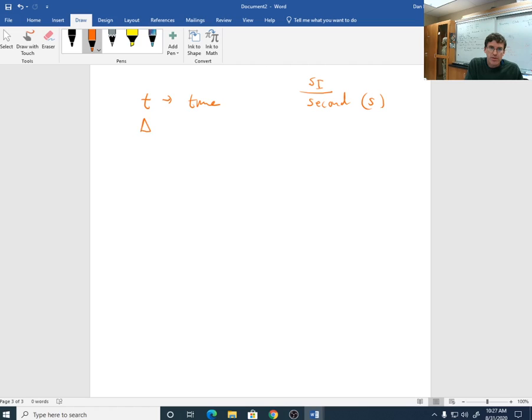So delta x is change in position, which is also called displacement.